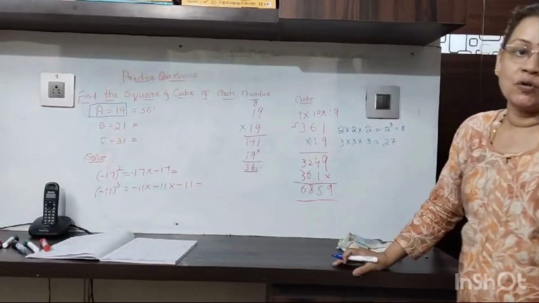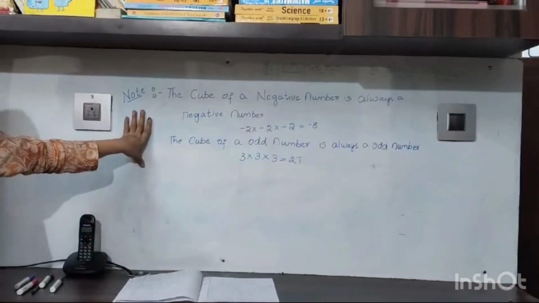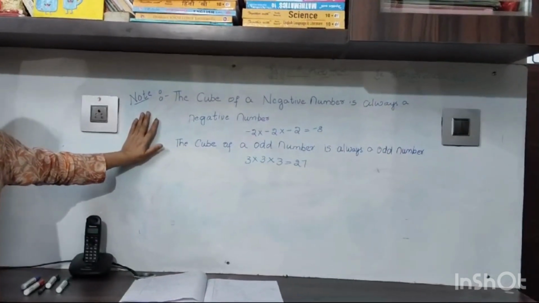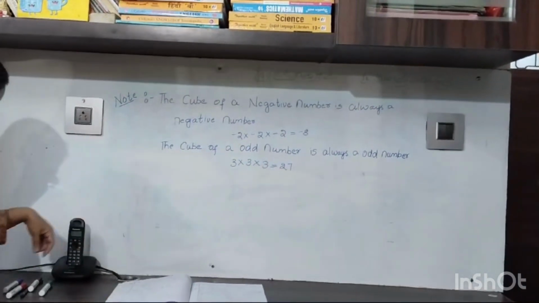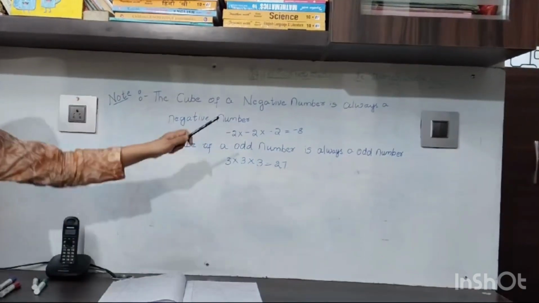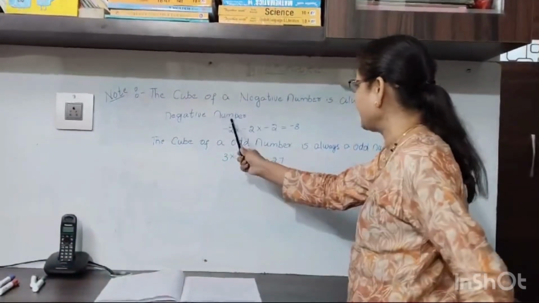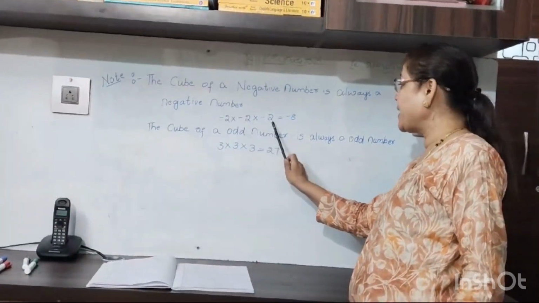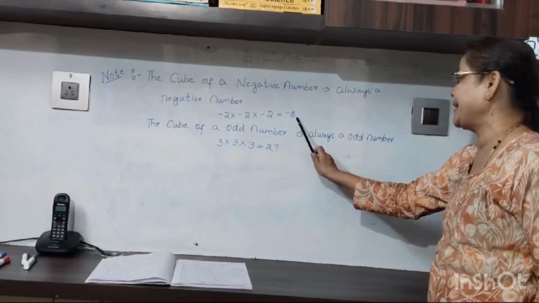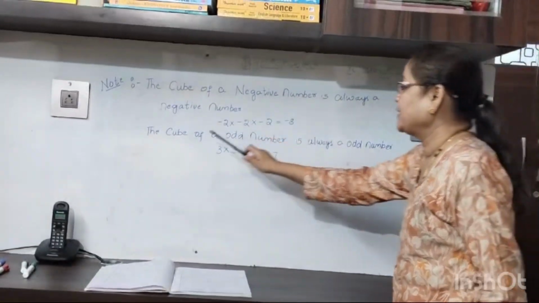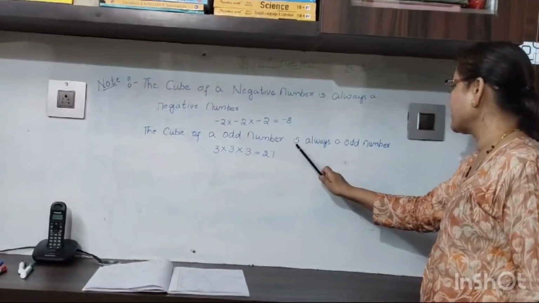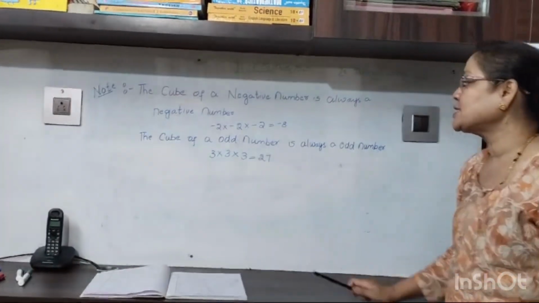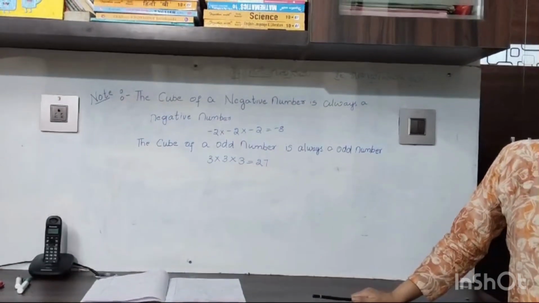This is the note. Finally, this is the end of the chapter, and the last note you have to keep in mind is that the cube of a negative number is always a negative number, that is minus 2 into minus 2 into minus 2 is equal to minus 8. Understood? The cube of an odd number is always an odd number. Understood? These are the points you should keep in mind. This is the end of the chapter.